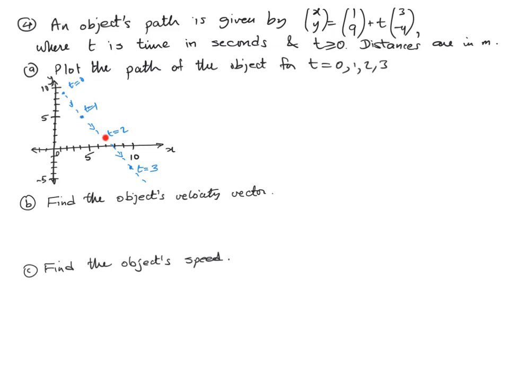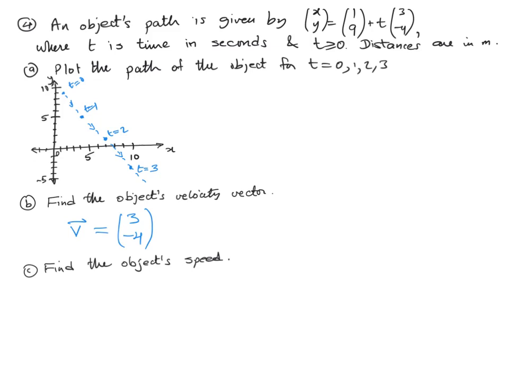We went right 3 and down 4 to get to this point, right 3 and down 4 to get to this point, etc. So the velocity vector, let's call it v, in this case is literally the direction vector because the distance was being measured in meters and time was being measured in seconds. Now, if there was some other thing going on, we would have to take that into account, factor stuff out or whatever to make those units match up.